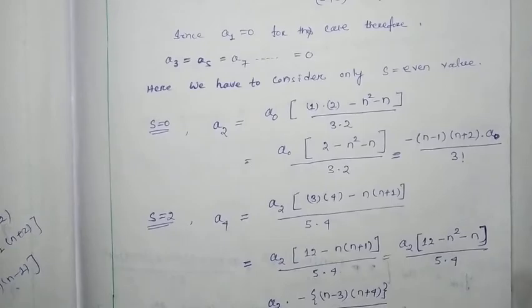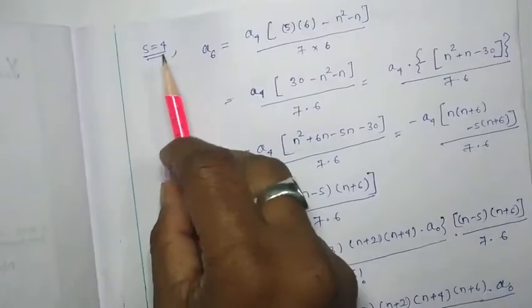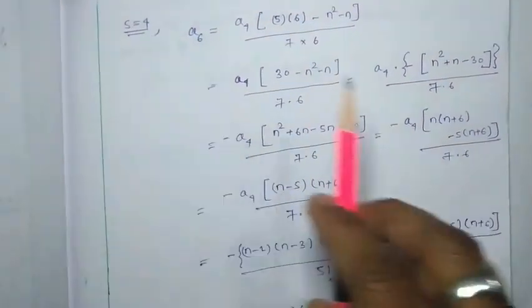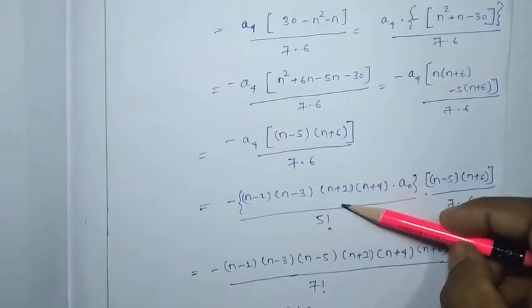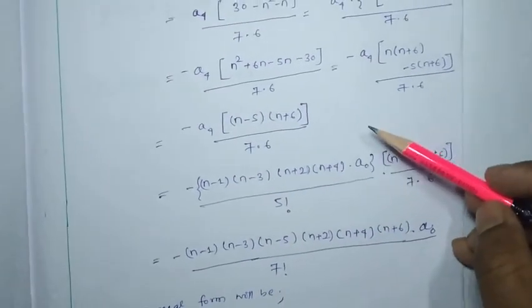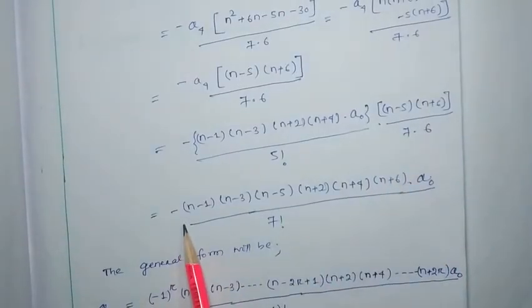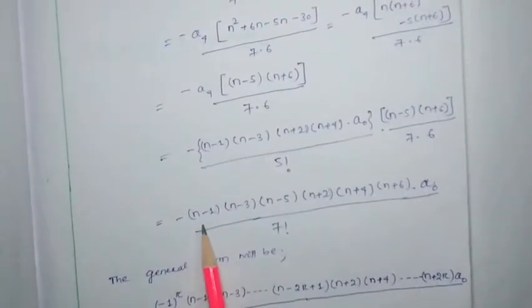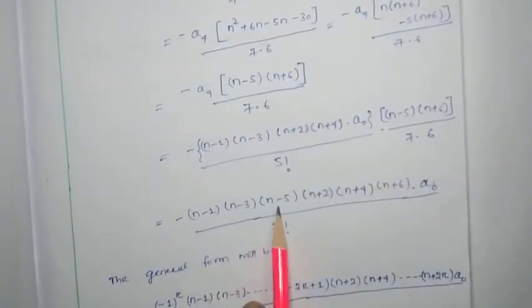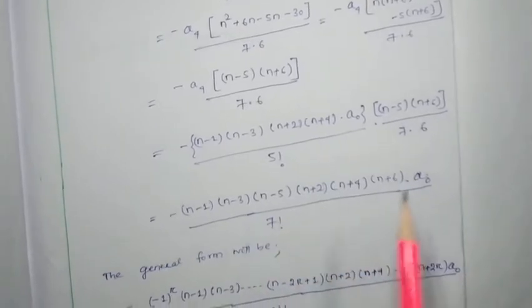Similarly, if we consider s equal to 4, you will find 30 minus n square minus n, and you just go through each step carefully. At last we find that a6 will be equal to minus (n minus 1)(n minus 3)(n minus 5)(n plus 2)(n plus 4)(n plus 6) into a0 by 7 factorial.